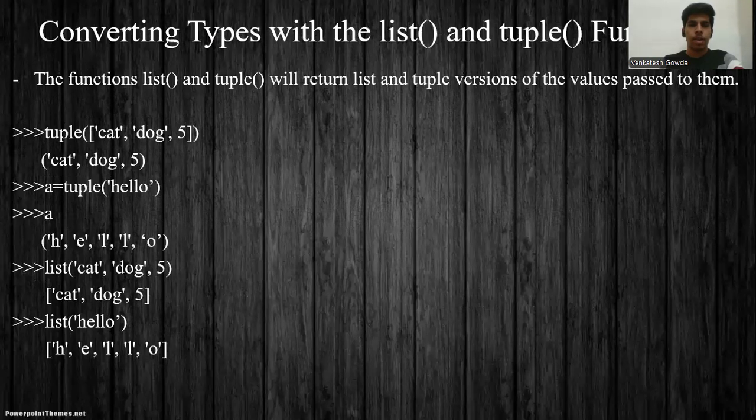So here is converting types for tuples with the list and tuple functions. Here the list can be converted into a tuple. The functions list and tuple will return list and tuple versions of the values passed to them.